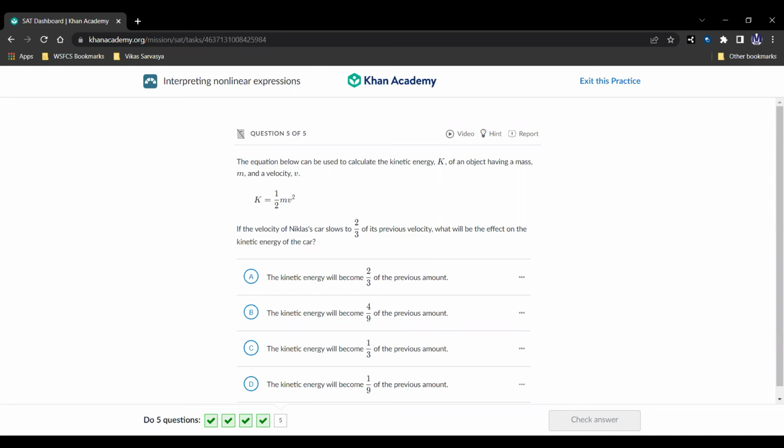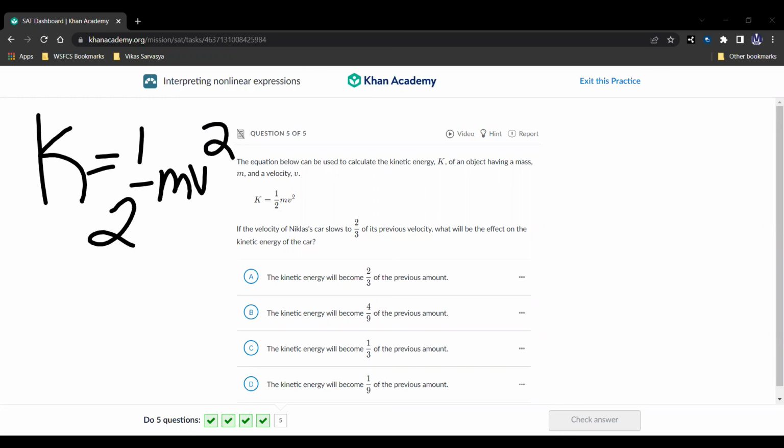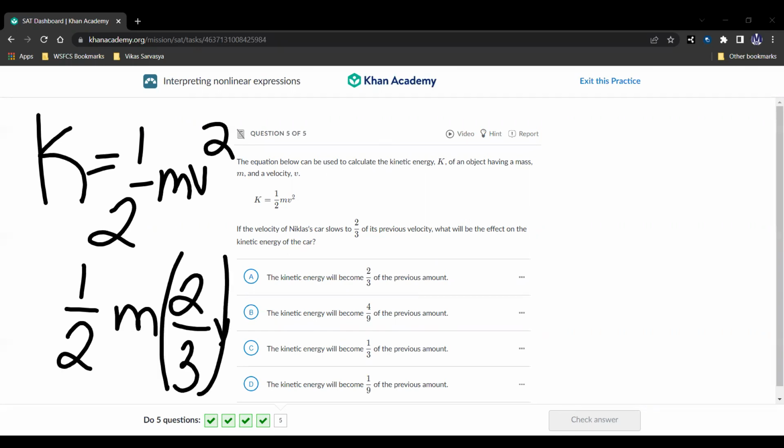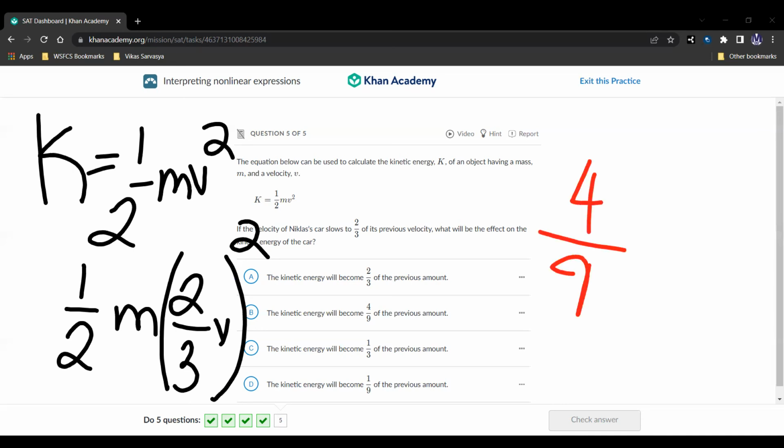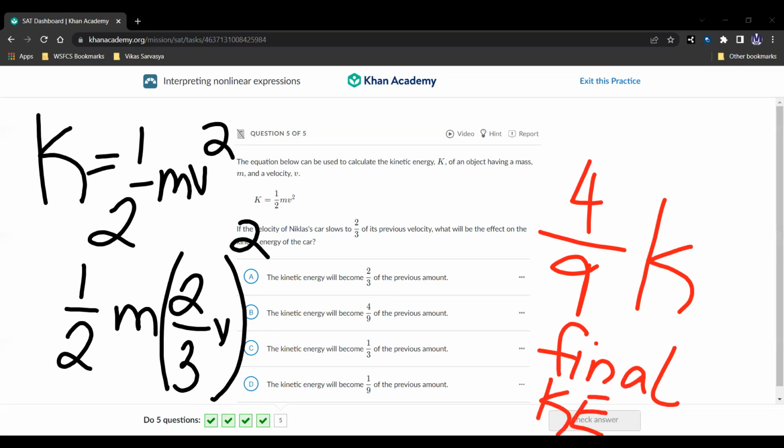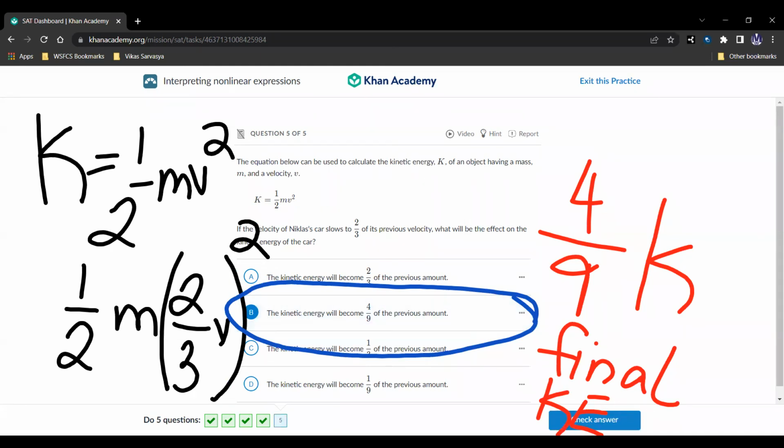Well, let's see. The mass stays the same, so I don't really need to care about that. So we start off with K, which is 1/2 times m v squared, and we end up at 1/2 times m times 2/3 v, quantity squared. So 2/3 squared is 4/9, so we're really just multiplying by 4/9. So we end up with 4/9 K as our final kinetic energy. So our answer is answer choice B. The kinetic energy will be 4/9 of the previous amount, and that is our answer.